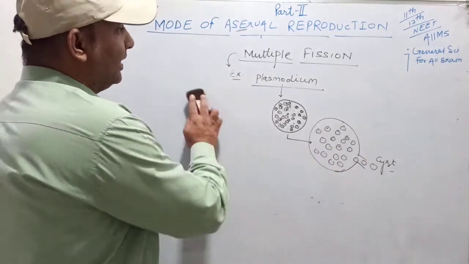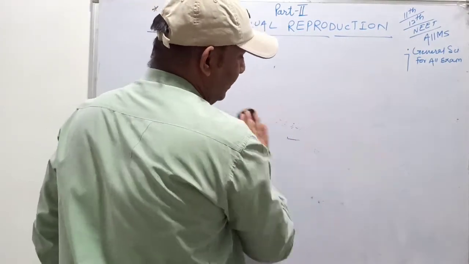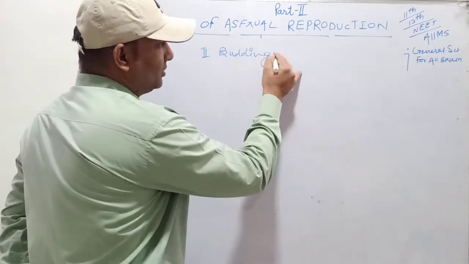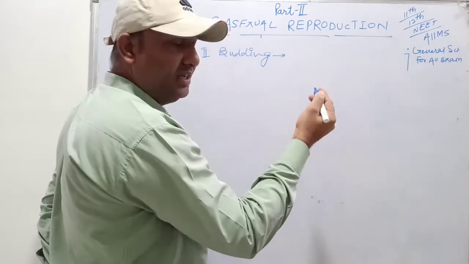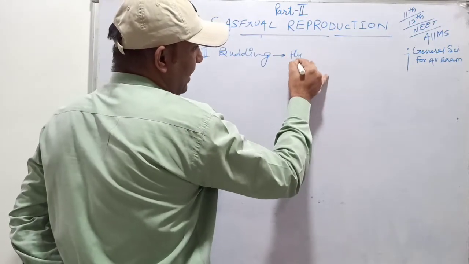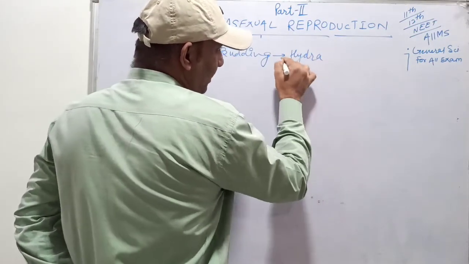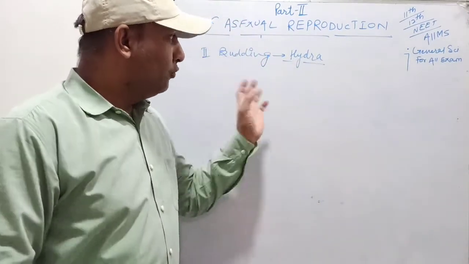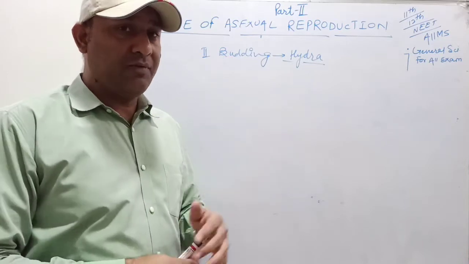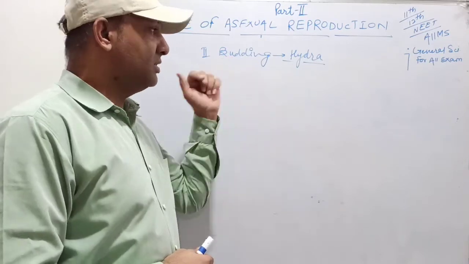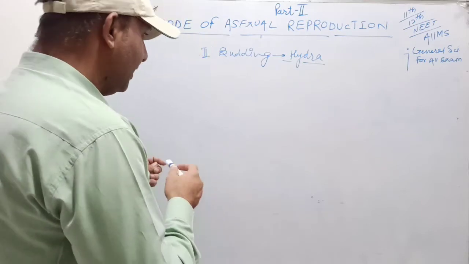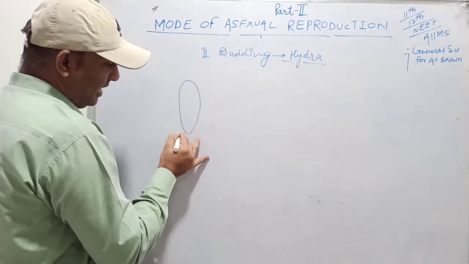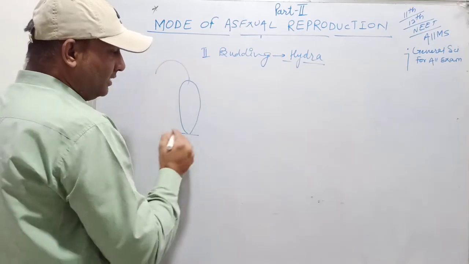Now we take the second type of mode of asexual reproduction. The second process is called budding. It is a mode of asexual reproduction. Example is hydra. Clear? First of all, the definition of budding: the process by which a new one is produced by the outgrowth of the animal body is called budding. Example, hydra. It is the hydra body with tentacles.